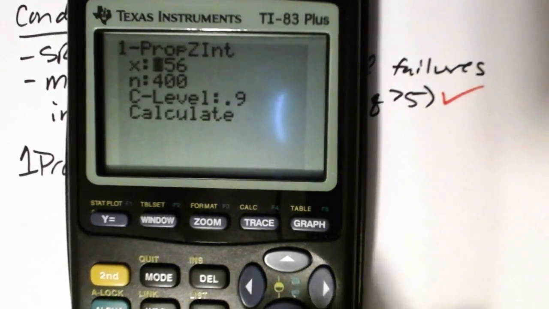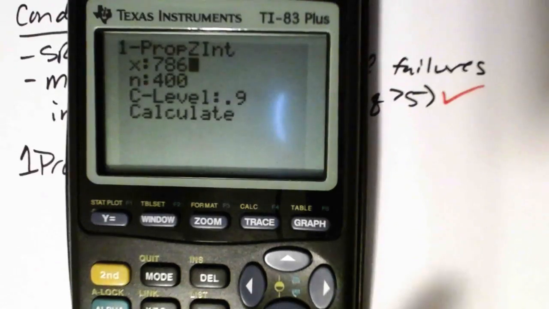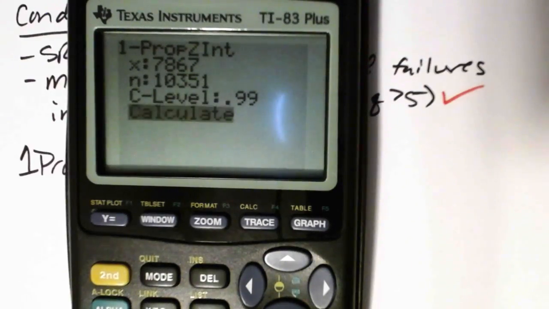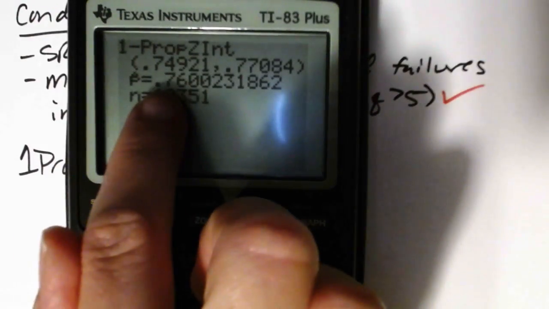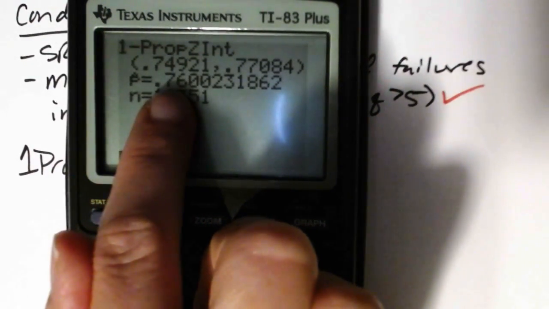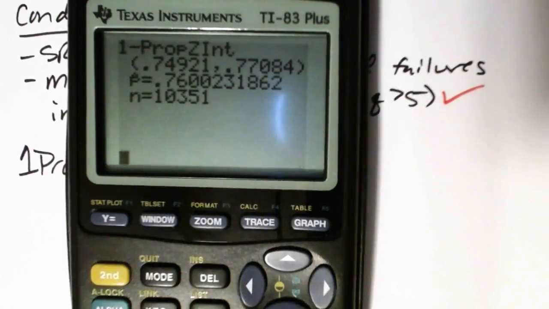Then here's what your calculator is asking you for. Where your calculator says x, it's wanting the number of successes in the sample. And we had 7,867. Then where it says lowercase n, it's wanting the sample size. So we had 10,351. Next to C level, it wants our confidence level, 0.99, because we were doing a 99% confidence interval, and then we calculate. And there's our values. It gives you your interval here. It also recaps what your p hat was. In our sample, we had about a 76% recapture rate. That was our p hat. And then it also reiterates your sample size. Here it was 10,351.